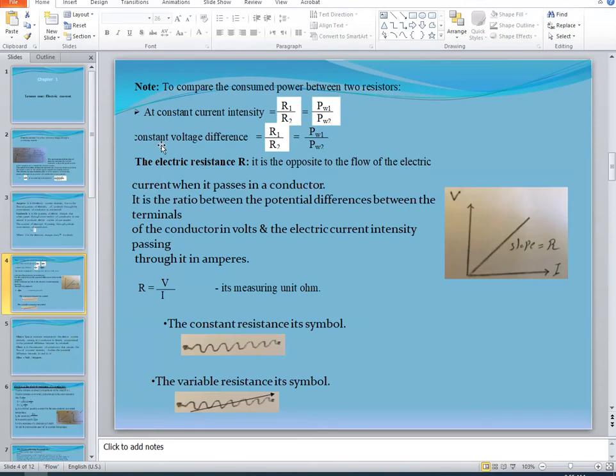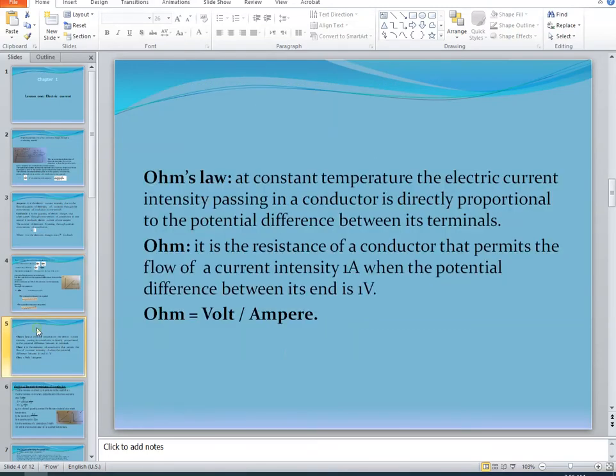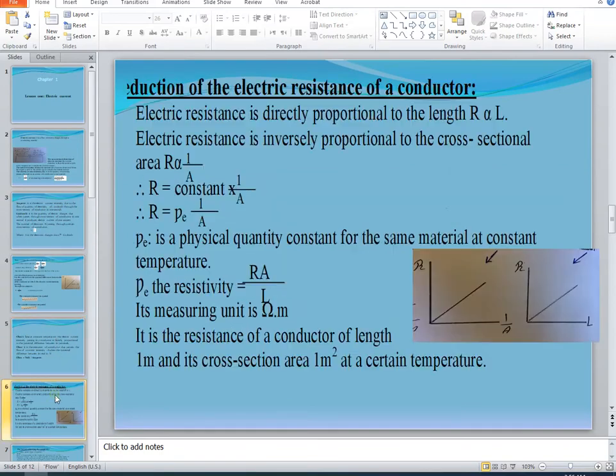Parallel connection, this means the potential difference is constant, then the relation BW1 over BW2 will be R2 over R1, not R1 over R2. It's R2 over R1. Don't get mixed between these 2 points.